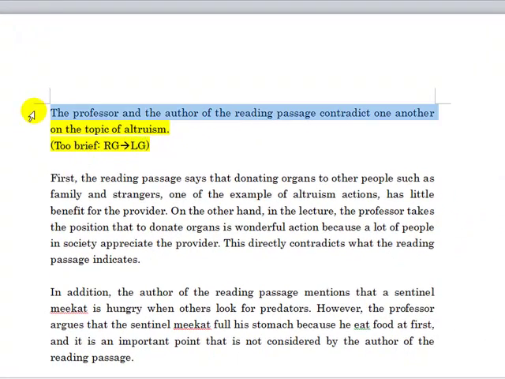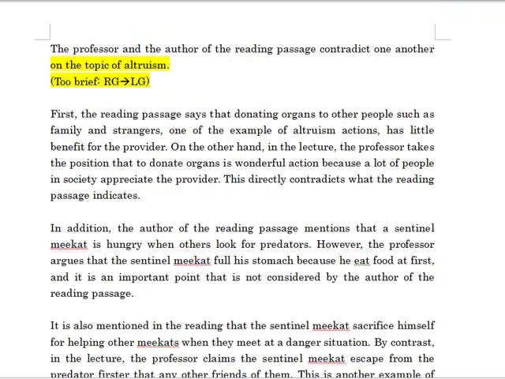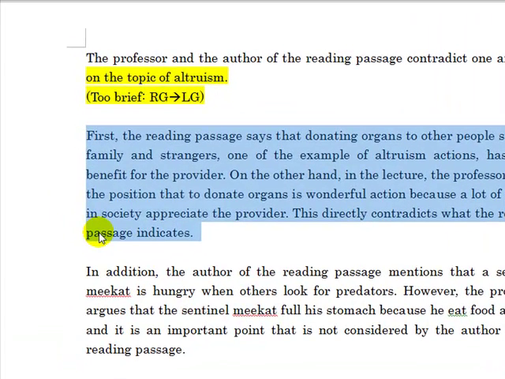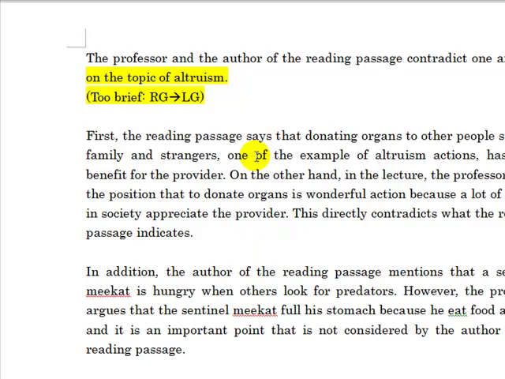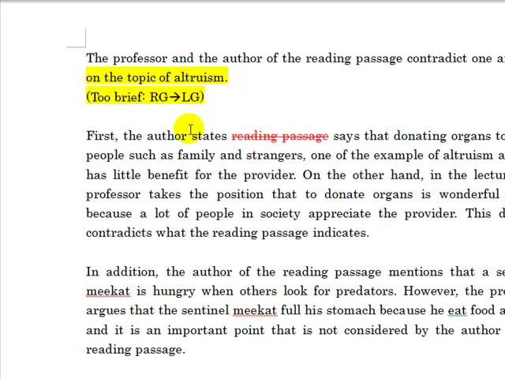Okay, so please have a longer introduction. Let me put a note at the bottom. Try to have a two-sentence introduction next time. Okay, let's look at the first point of difference. First, the reading passage says, okay, when you use this verb, the subject should be a person. So the reading passage doesn't say anything. The author says. And it's actually better to say states for the author. The lecturer says. But a little better to say the author states, but definitely don't say the reading passage says.